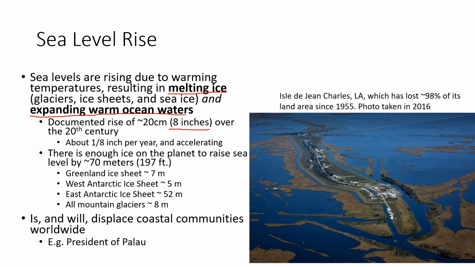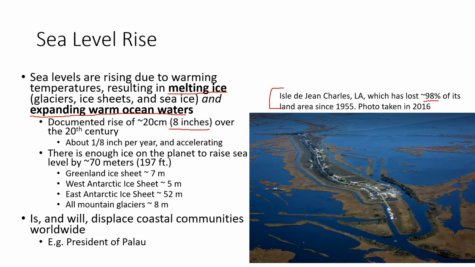That rate is about 1/8 of an inch a year, but is accelerating. In the early parts of the 1900s, it was slower. In the latter parts of the 1900s, it was faster. So it is accelerating. And some communities have absolutely felt the effect of this. The Isle de Jean Charles in Louisiana has lost about 98% of its land since 1955. This photo was taken in 2016, and even more recent photos show that it is even more inundated.